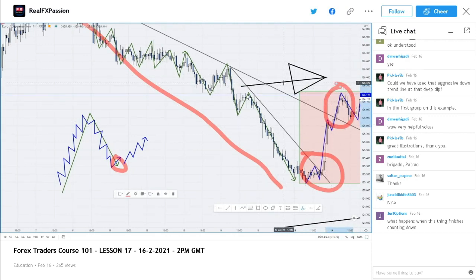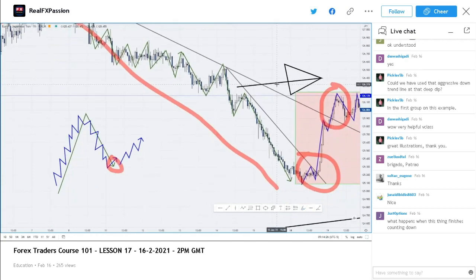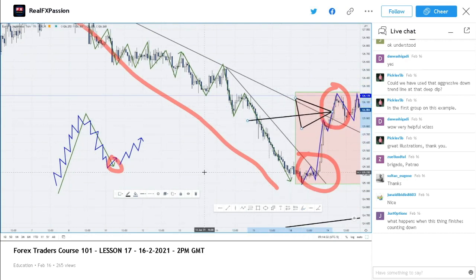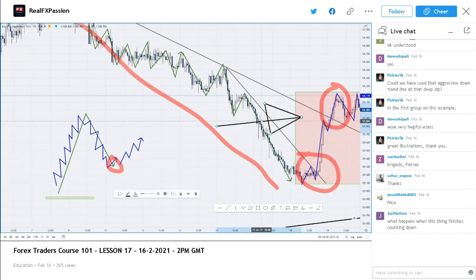Why is that? Because we have higher highs, higher lows, right? This would be an entry. And as we talked about and learned in the previous lessons, everybody, stop loss goes down here, right? Stop loss down here. So let's not panic, right?